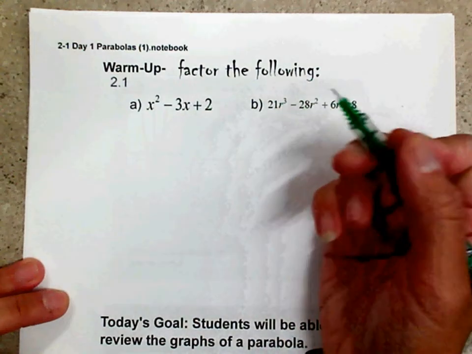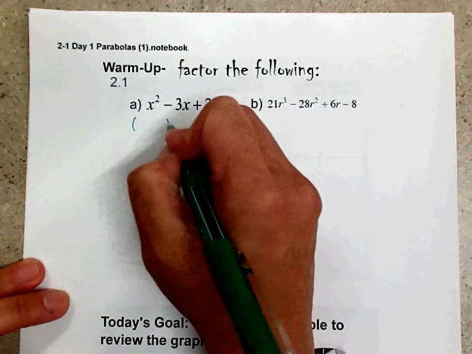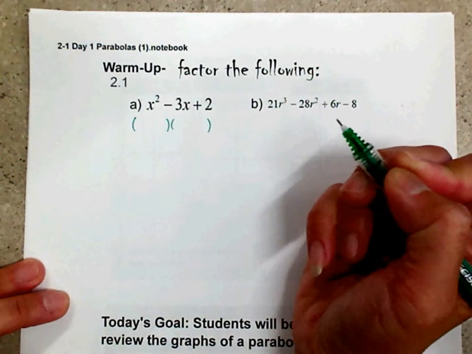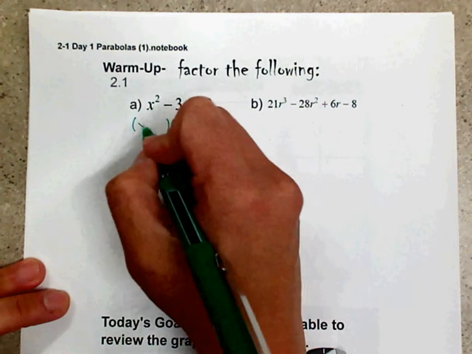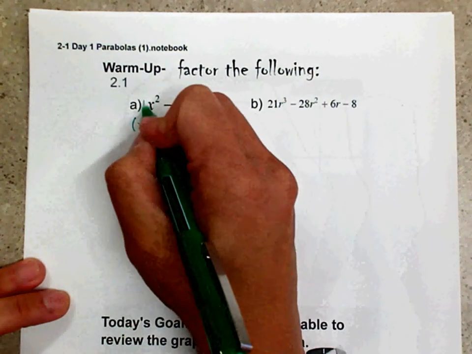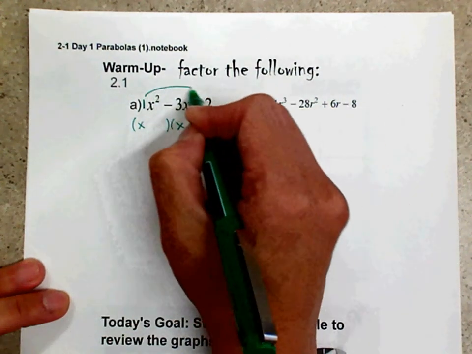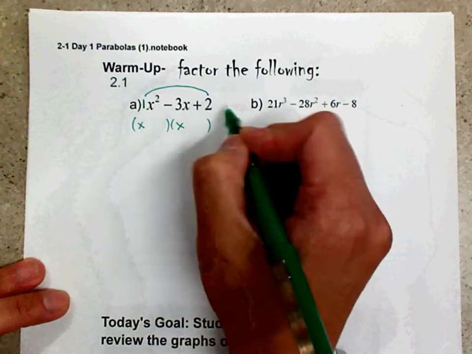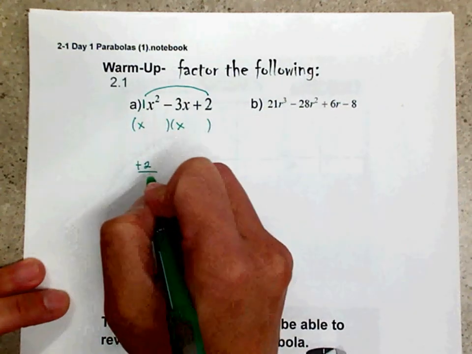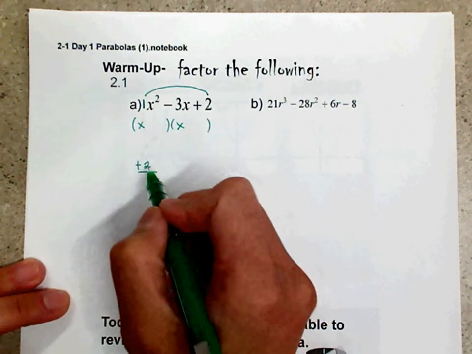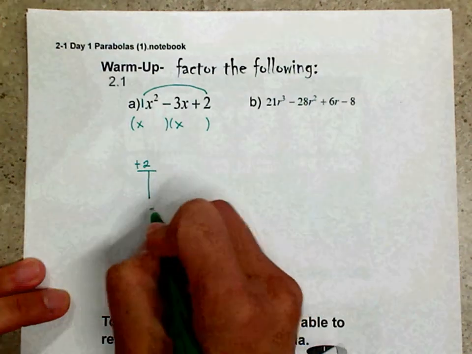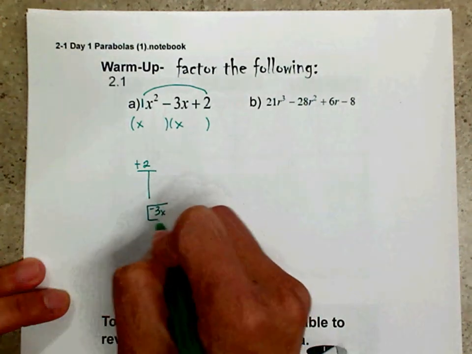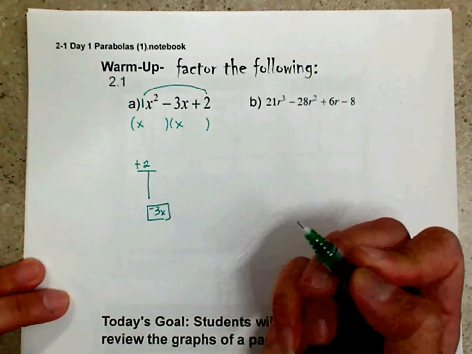When you have 3 terms, the easiest way to factor is to start with 2 sets of parentheses. Okay, factors of x squared is x and x. You have a 1 right here. You multiply your a times your c. So 1 times 2 is positive 2. And you want 2 numbers that multiply to give you a positive 2, and add or subtract to give you negative 3.